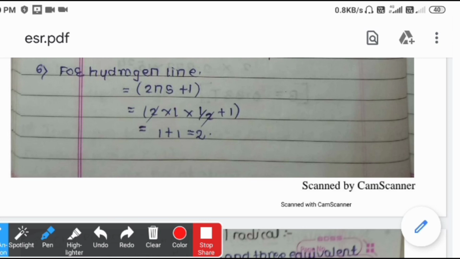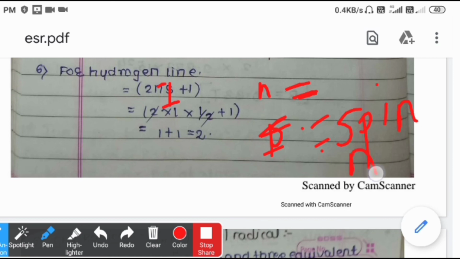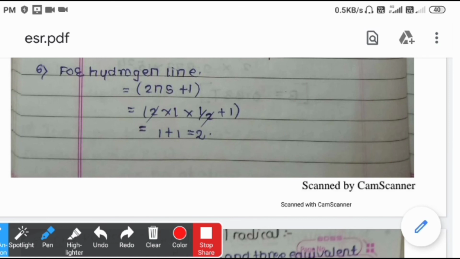Here N represents the number of particular atoms. S represents the spin, but here it should be I, the standard formula is I. So I is nothing but the spin quantum number for the nucleus, because we are considering the electron separately. So for this I value we consider the spin quantum number for the nucleus.